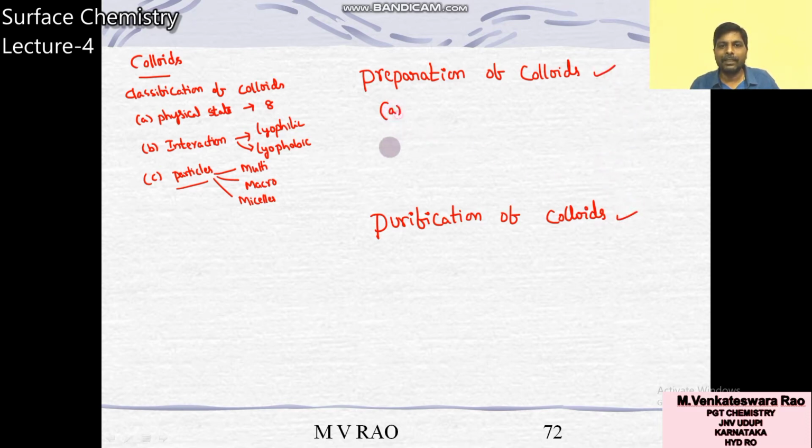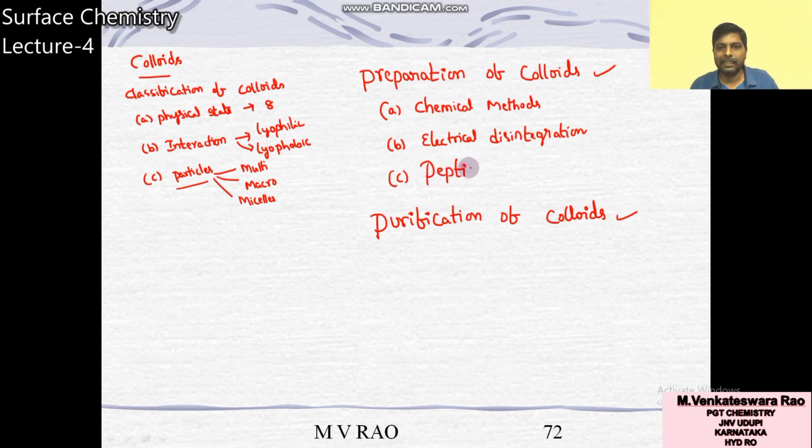There are 3 methods to prepare colloids. First method is chemical methods to prepare colloids. Second one, electrical disintegration method. It is also known as Bredig's arc method. Third method is peptization. So for preparation of colloids, there are 3 methods.